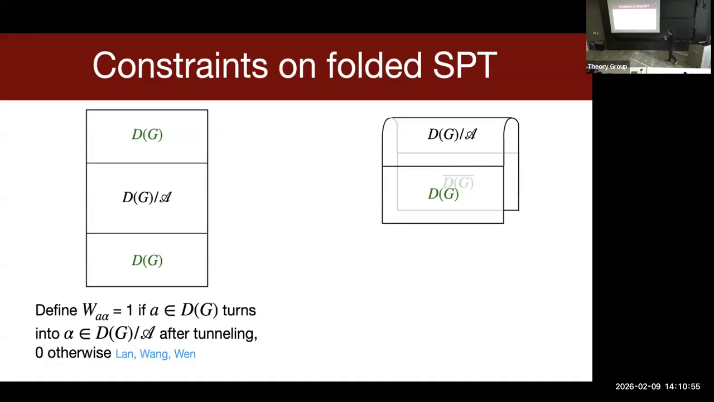So let me define this matrix W with indices: anyons in DG and anyons in GG after condensation. I'll define this matrix to be 1 if an anyon A turns into alpha when I tunnel through, and 0 otherwise. It would not in general be a unique fusion channel, right? Not in general. Yeah. So here, what is W if A can turn into alpha 1 through alpha 10? W will be the multiplicity of possibilities that A turns into alpha 1 or alpha 2.